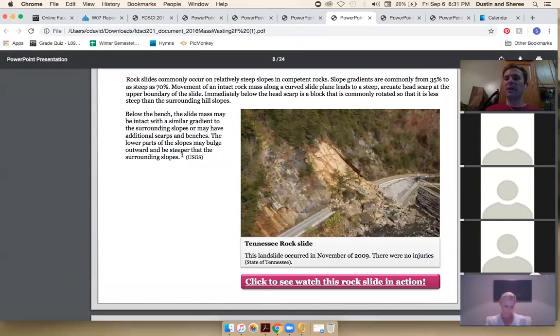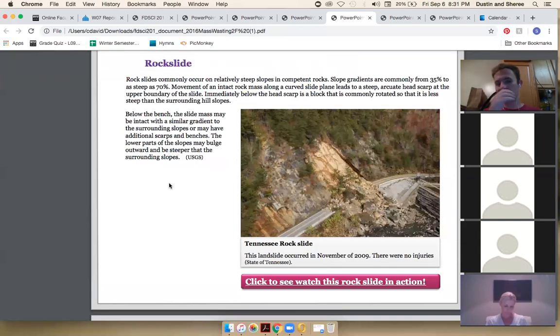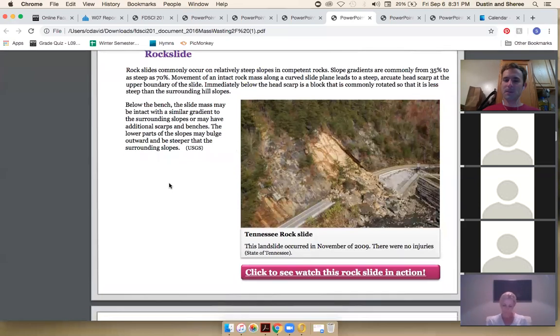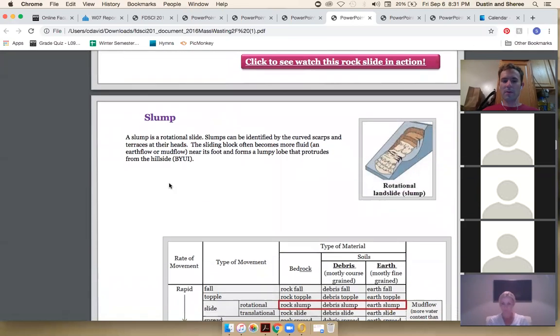So these are typically on slope gradients. They're 35 to up to 75 degrees steep, so they're pretty steep. So yeah, we'll keep going from there.